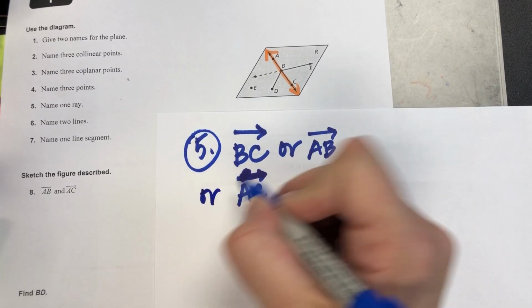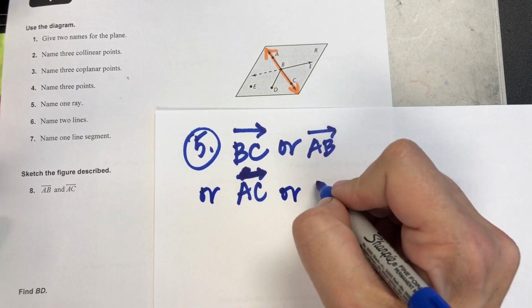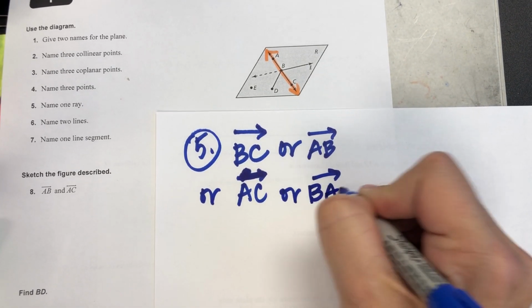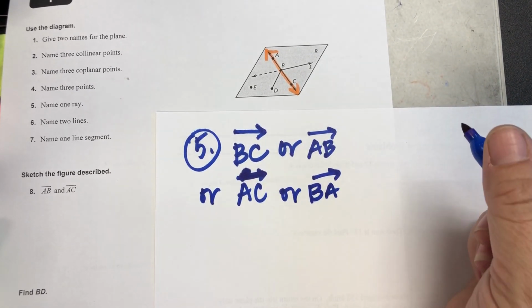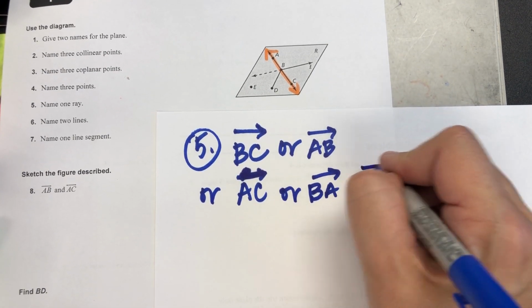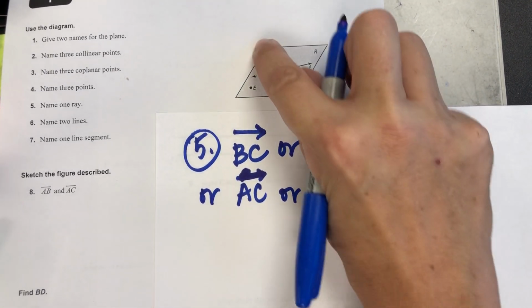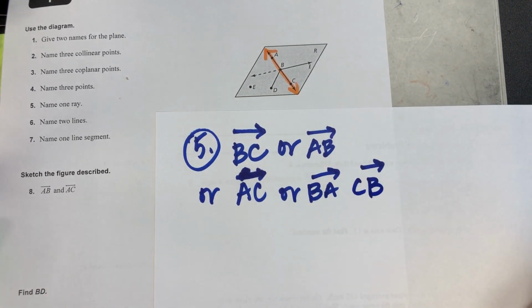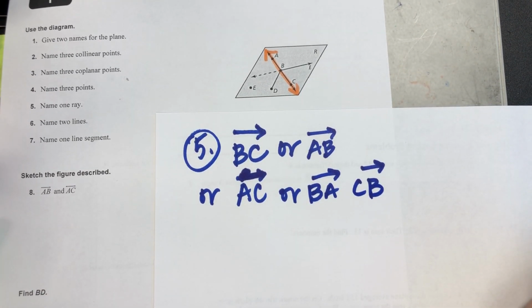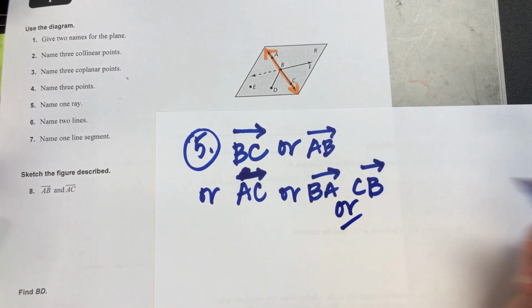Or rays. Any other rays you guys have? BA. Sure, BA going out that way. CD. Could CB. Yep, you could do CB, C to B and beyond. Sure. Now, you just had to have one of those. Those are all possibilities for rays.